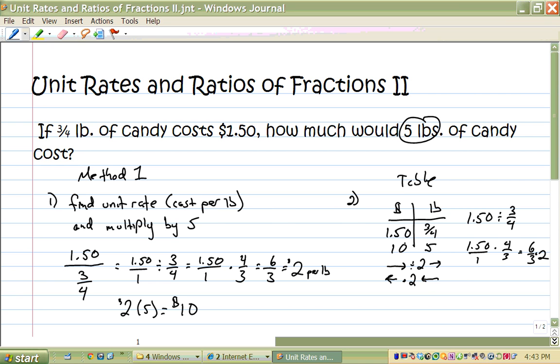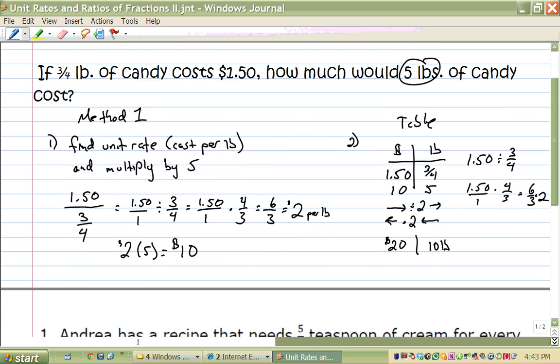What's nice is if you're trying to figure out multiple answers. So say I had another one here. I spent $20 on candy. How much did I buy? Well, this thing says divide by 2. And you say, oh, I bought 10 pounds. It's really great when you have to fill in a table and you have to find multiple answers. I like it better than the other one. Anyway, let's move on.